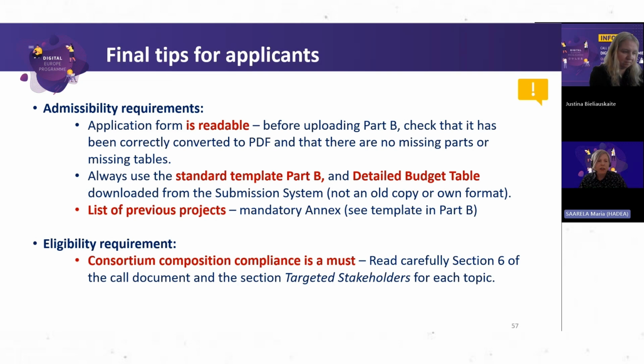Most importantly, admissibility requirements. When you work with your Part B and your detailed budget table, make sure they are readable and working well before uploading them in the system. Please also make sure you don't take a copy of an old proposal, but always download the latest version from the submission system. As these are living documents, minor updates are made to the templates very frequently.